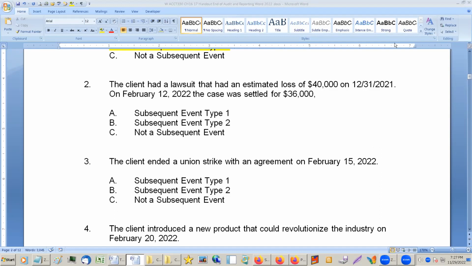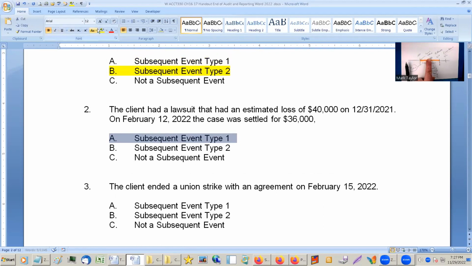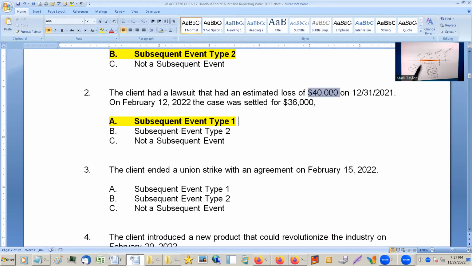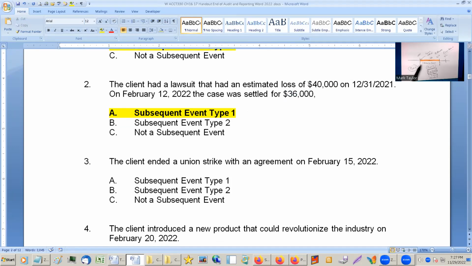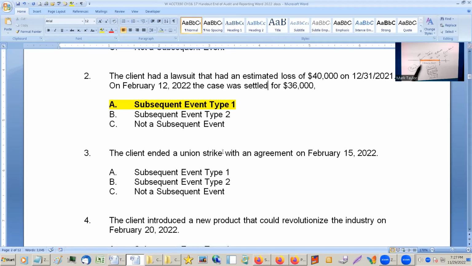Let's see, that's a lawsuit settled. So this would be a type 1. It existed at year end. Now we just have more information. So if they had it on the books at 40,000, you can put that in the books at 36,000 because that's what it was settled for. Putting it on at 40,000, well, I guess it's maybe not material, but certainly some more information.